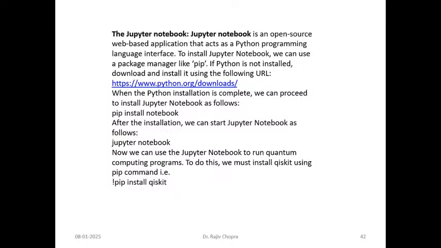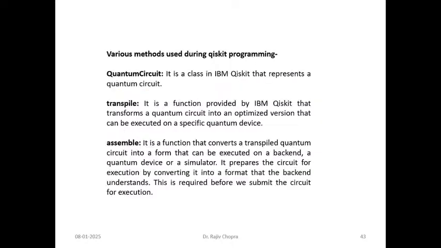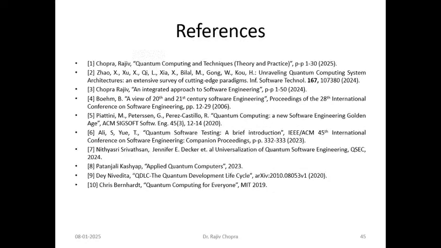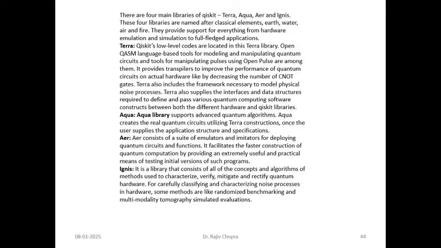There are various methods used by QSkit itself by IBM, like the quantum circuit method. Then transpile, which transforms the quantum circuit into an optimized version that can be executed on a specific quantum device. The assemble module is also there. Libraries are also there: Terra, the Aqua library, then AER, and Ignis. You have to invoke all these with commands. The installation steps, I think someone must be interested in, because you have to do this on your system. I have done it on my system.